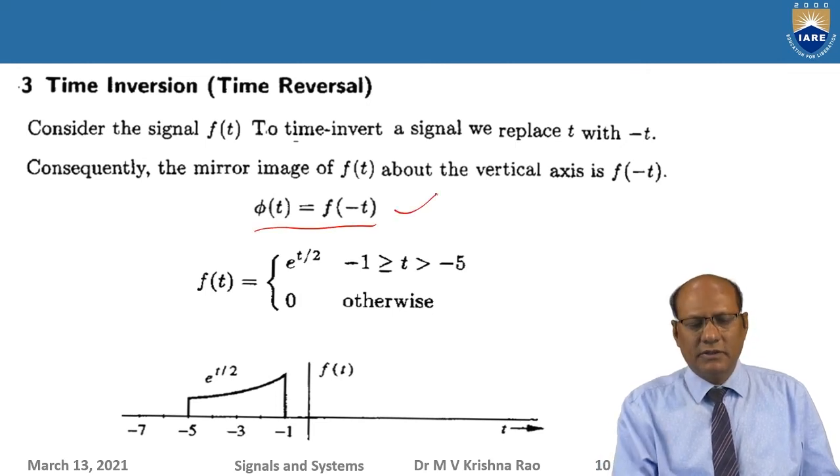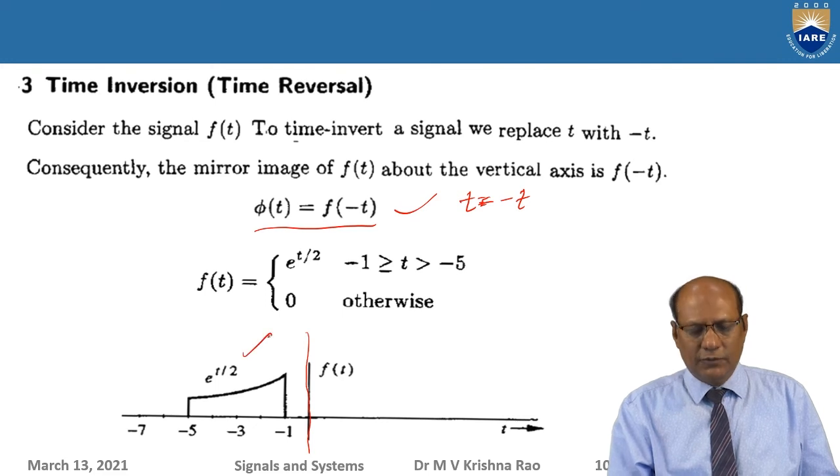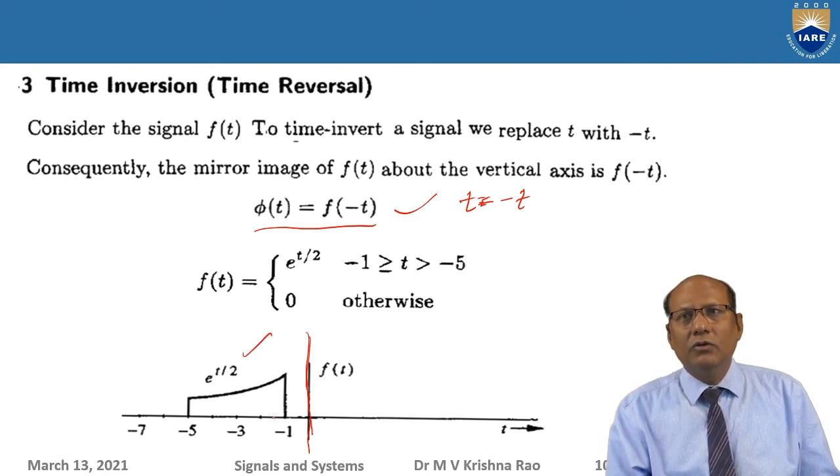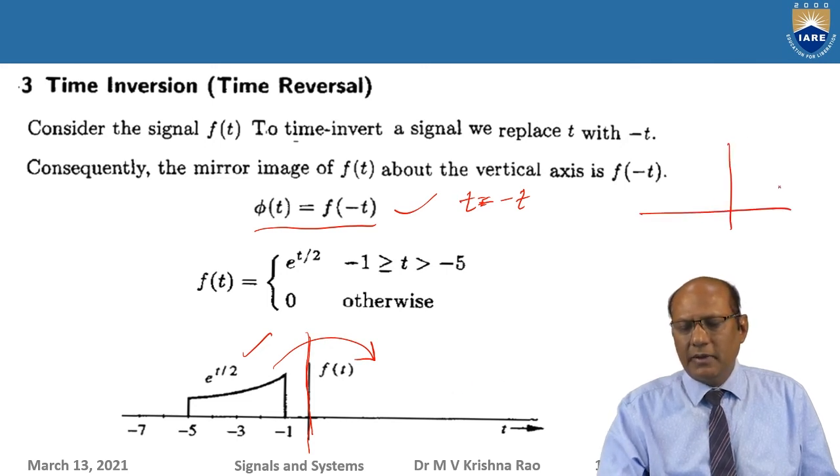What it means is phi of t equals f of minus t. That means t is replaced with minus t. What it means is, let us put a mirror here. This is the original signal. If you put a mirror here, this is how it appears. Or if you put a signal here, some signal, I am writing separately here. Let us put a mirror here.